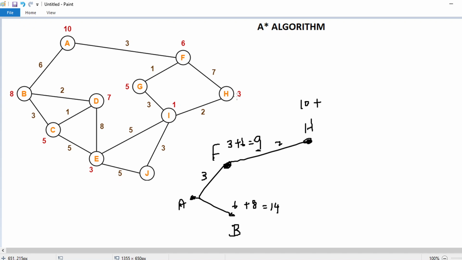What is the H value? This node's heuristic is 3, so this is 13. Okay, and F goes to G also. This edge cost is 1, so 4 is the G value. The heuristic value from G is 5, so it is equal to 9.